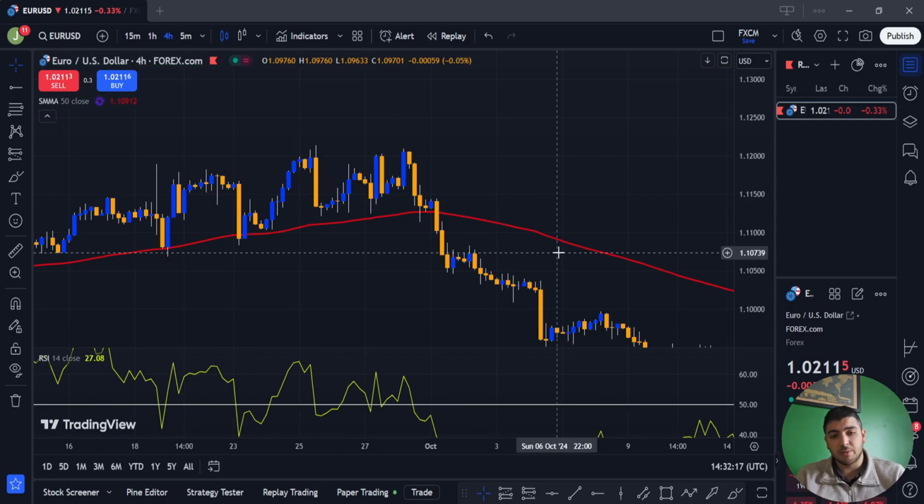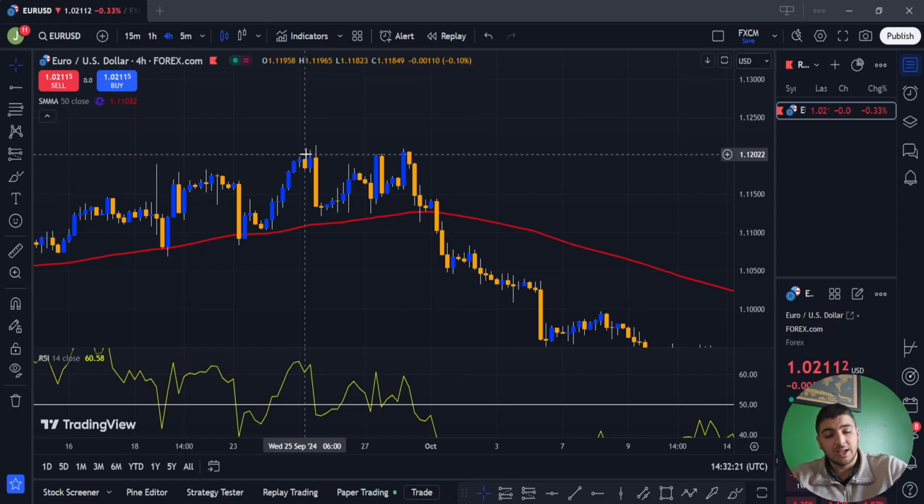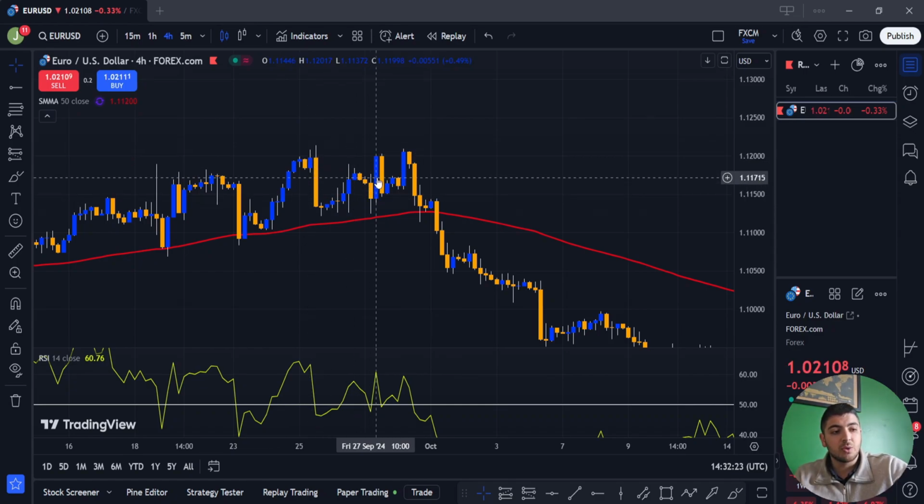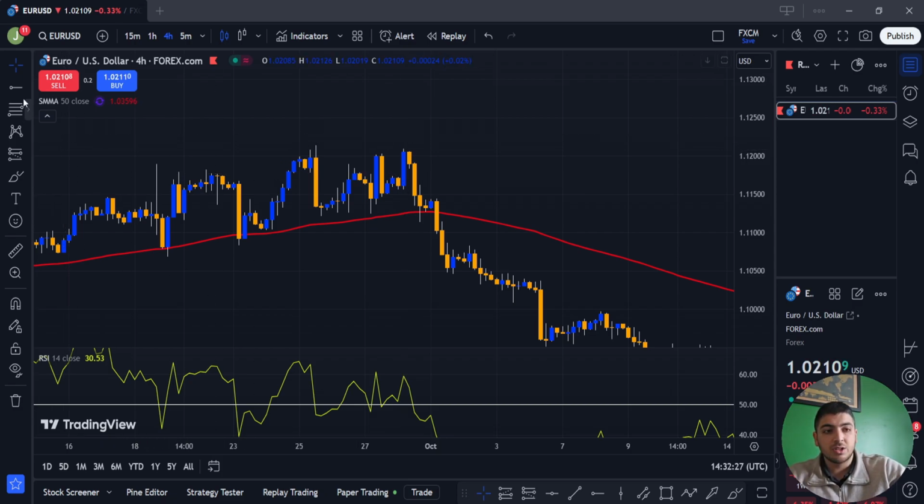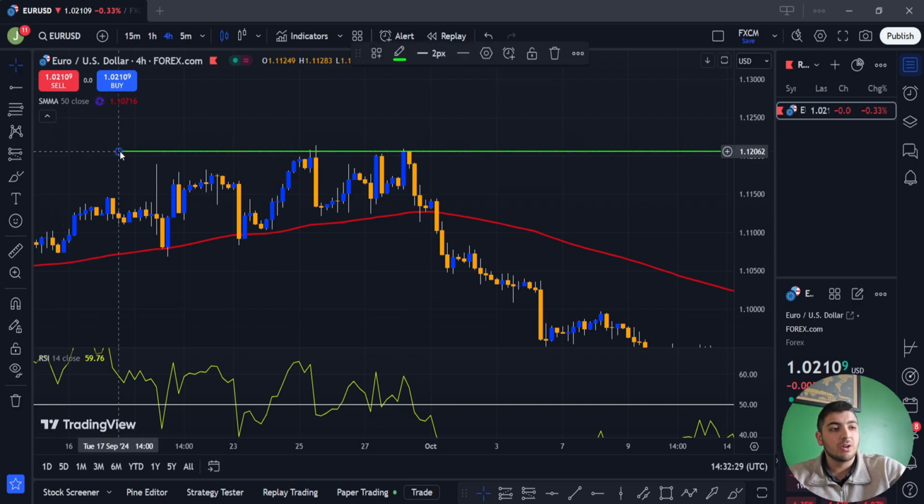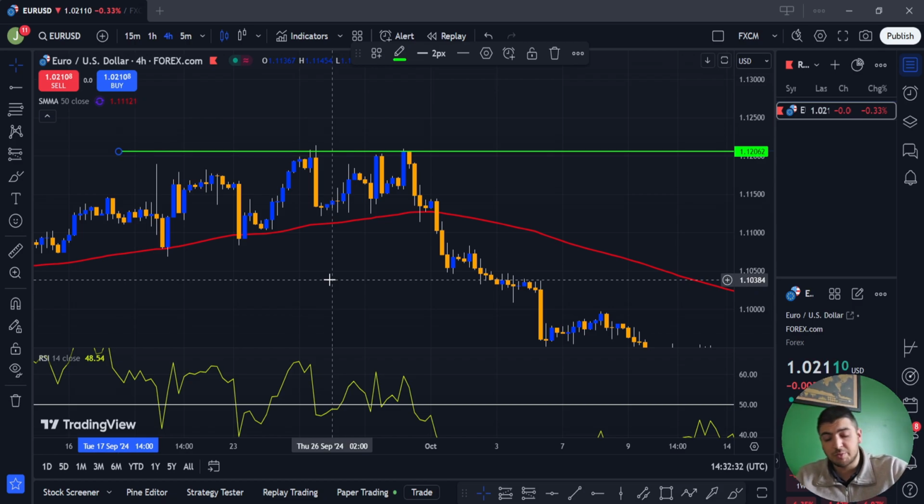Here's a really good triple top in action. Let's take a closer look. You've got the first top here at 6 o'clock in the morning, the second one here at 10 o'clock, and the last one here at 6 o'clock once again. So you've got these three tops all lined up perfectly on a support and resistance zone. So that's my first confluence done.